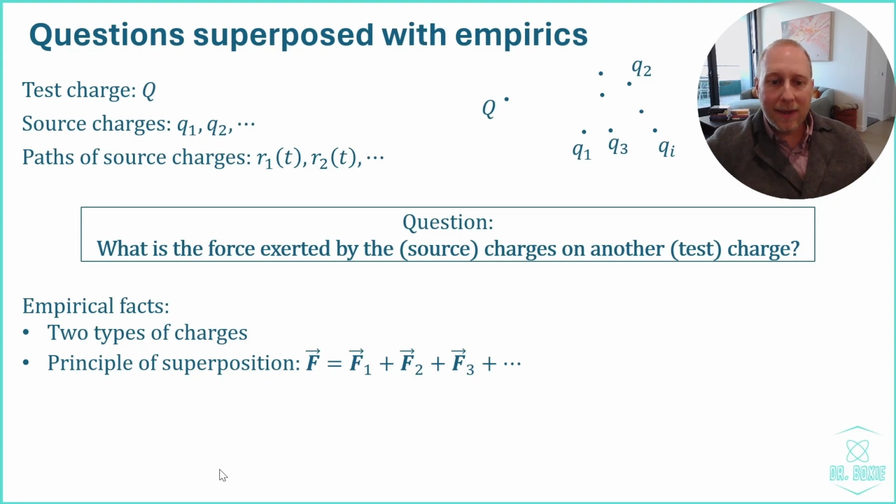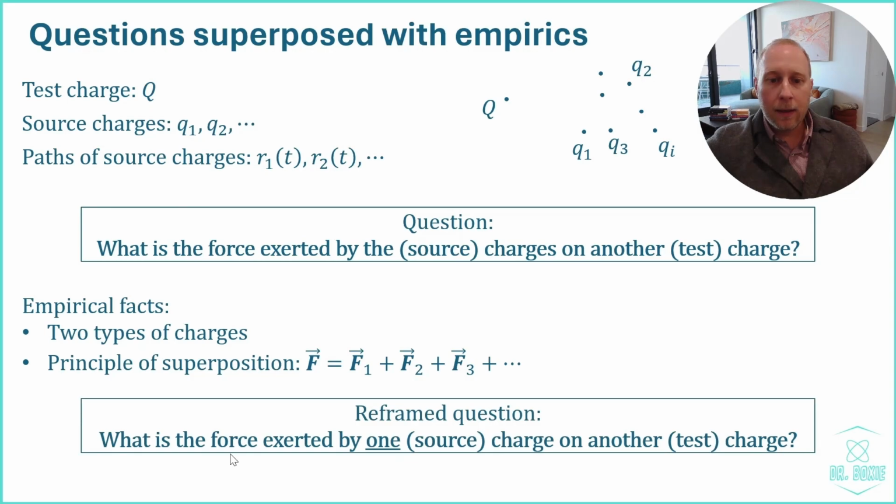And because, thanks to this principle of superposition, we can actually simplify the question, reframe the question that we want to answer in the following way. We want to know what the force is exerted by one single source charge on the test charge. If we can answer this question, we can answer the original question above simply by taking the force of each of the source charges separately and then adding them up.